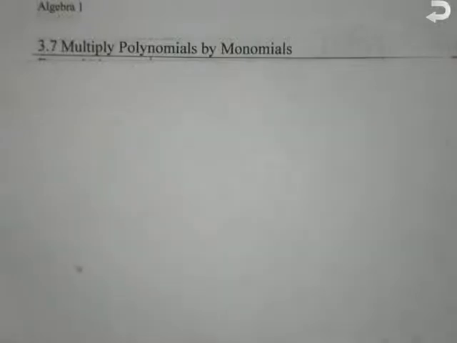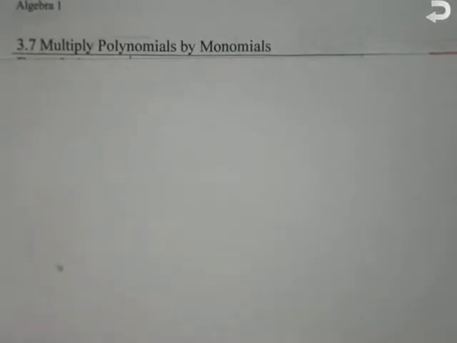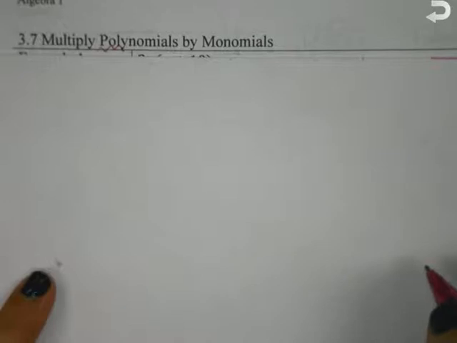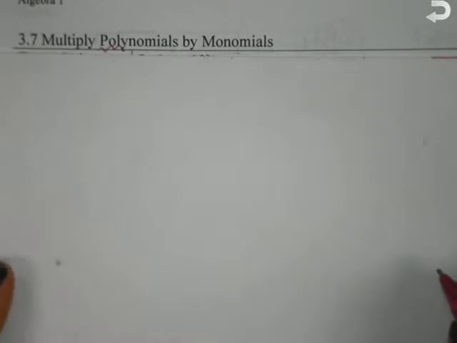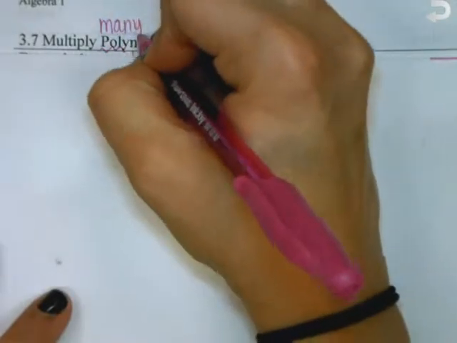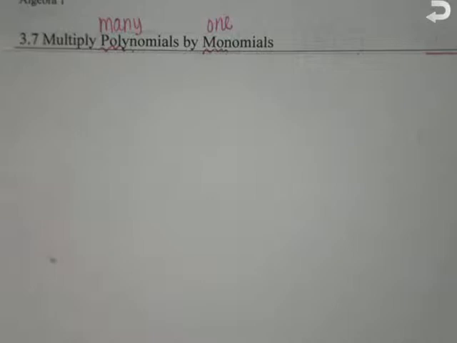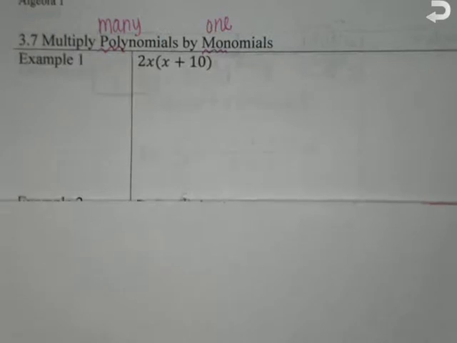Today we are multiplying polynomials by monomials. Really quick vocabulary check. What does poly mean? Poly means many, more than one. What does mono mean? Mono means one. So we are going to be multiplying polynomials, something with more than one term, by a monomial, something with one term. Okay, write out example 1 for me.